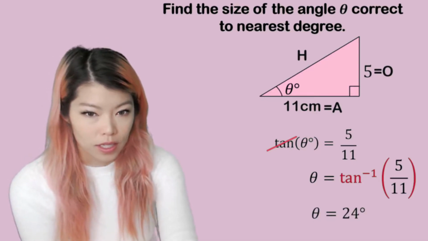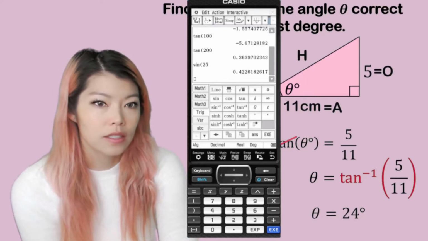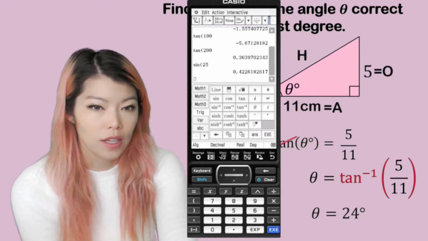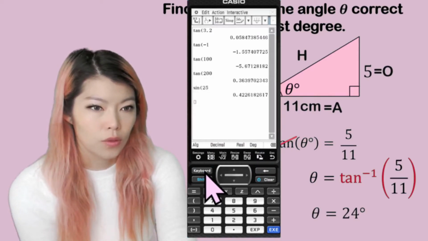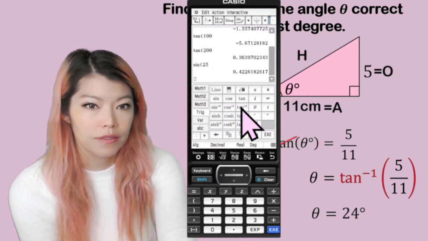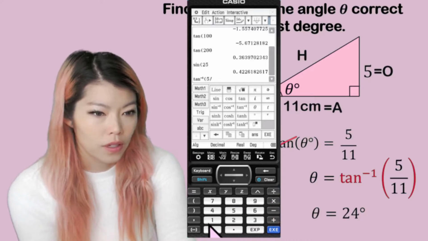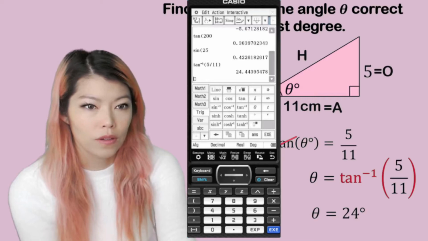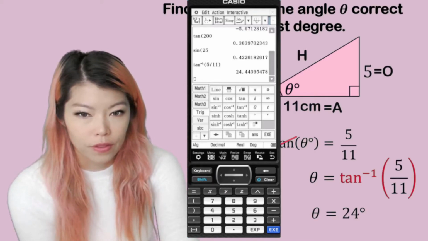Because we're using a different calculator to year 9 and 10, let's just do that to double check. We're working in degrees again, so check that we are in degrees down here. Then inverse tan, so again, it would be in keyboard, trigonometry, inverse tan is over there. And we're doing 5 over 11, close bracket, enter. So 24.44, so 24.